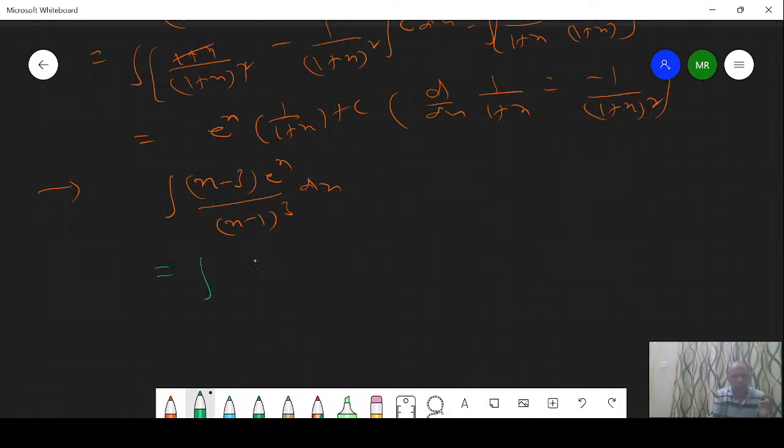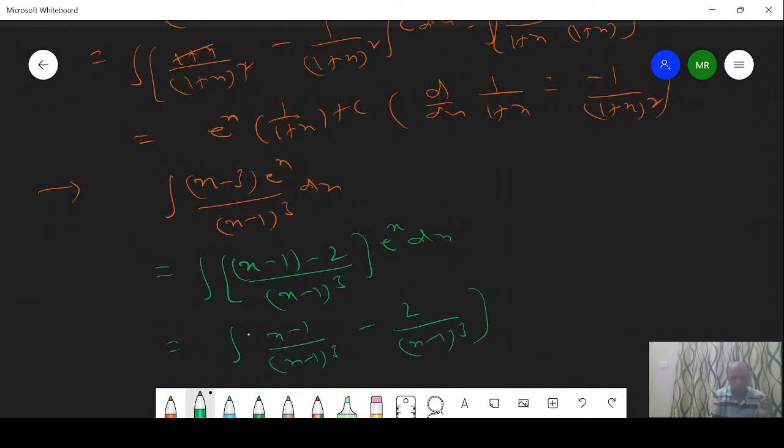How to simplify this: always try to get x minus 1 in the numerator, matching the denominator. So I can write x minus 1 minus 2 by x minus 1 whole cube into e power x dx. Whenever there is e power x, ultimately you should write f of x plus f dash of x. Now you can split this. So I can easily write x minus 1 by x minus 1 whole cube minus 2 by x minus 1 whole cube into e power x dx.